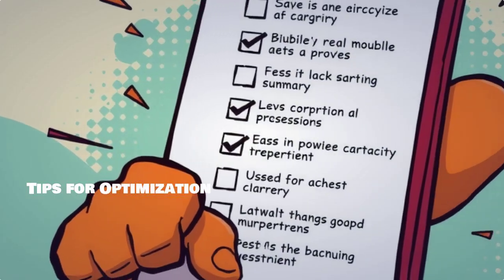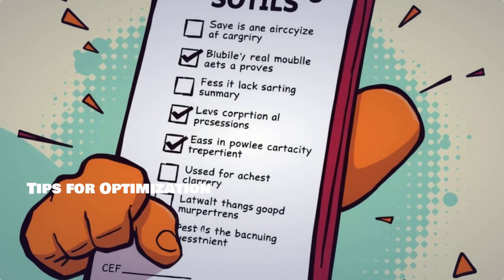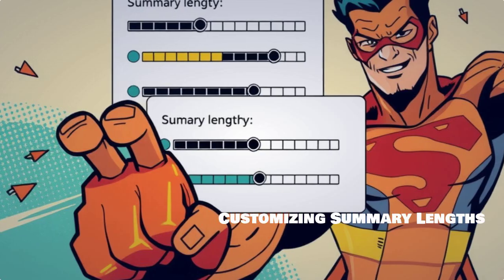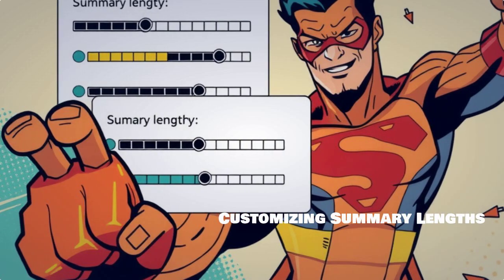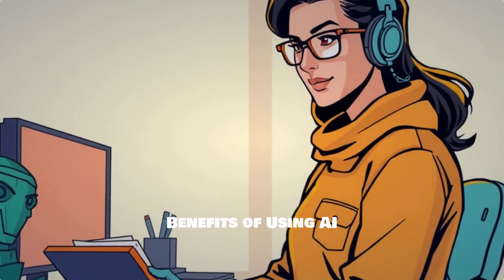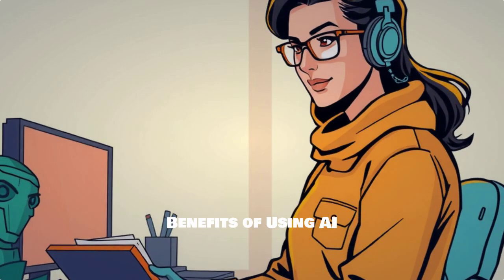To optimize your summaries for clarity and completeness, consider focusing on key points, avoiding unnecessary jargon, and using clear language. Merlin AI allows you to customize the length and detail of your summaries, ensuring they meet your specific needs. The benefits of using AI for summarizing content include saving time, enhancing understanding, and streamlining information for better recall.